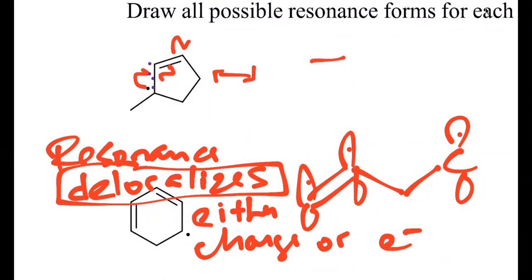Not like that. Right? Where the methyl group is still out here. The double bond is now here. And this is the radical. The other electron is going to be up here.